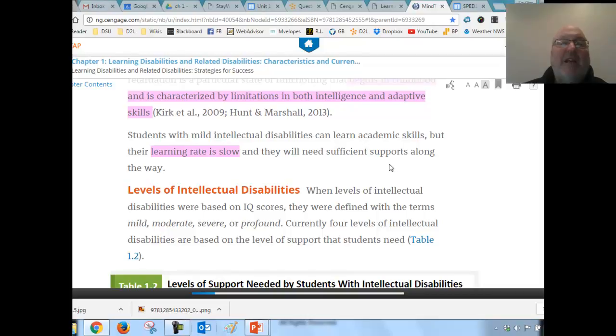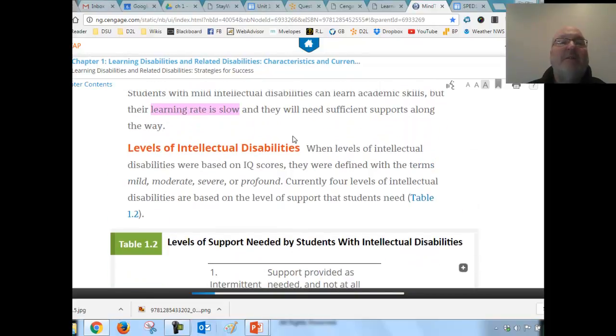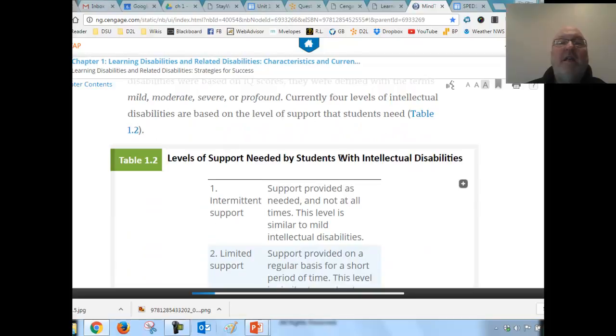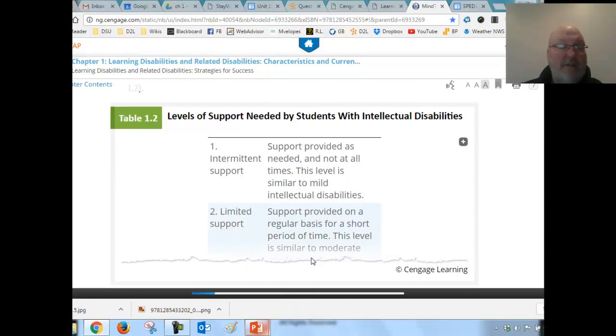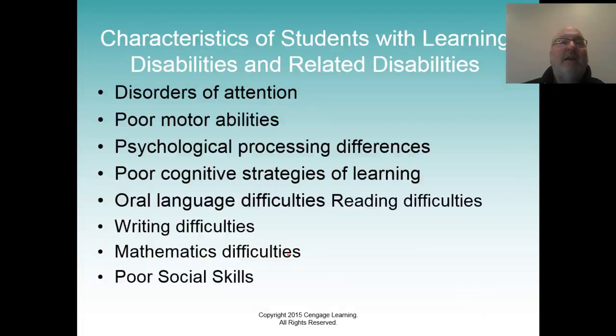So don't say that. I'm just going to kind of whisper that sometimes because I don't want to get in trouble here. Students with mild intellectual disabilities can learn academic skills, but here's the thing, learning rate is slow. And if you have any background in special ed at all, you know that they have the ability to learn if it's mild, but it's a much slower process. And then the levels of disabilities are based on what support they need to function in a real world. And so I'm going to give you that here.